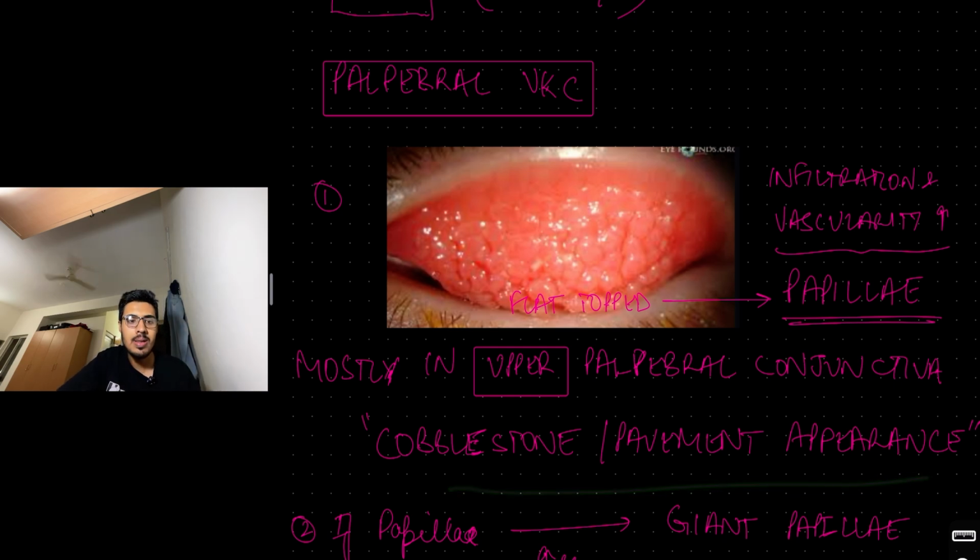It looks like there's a bunch of cobblestones on the road, right? So you just have stone, stone, stone, stone, stone. So cobblestone appearance or pavement appearance. So number one, papillae in the upper palpebral conjunctiva giving rise to cobblestone appearance or pavement appearance.